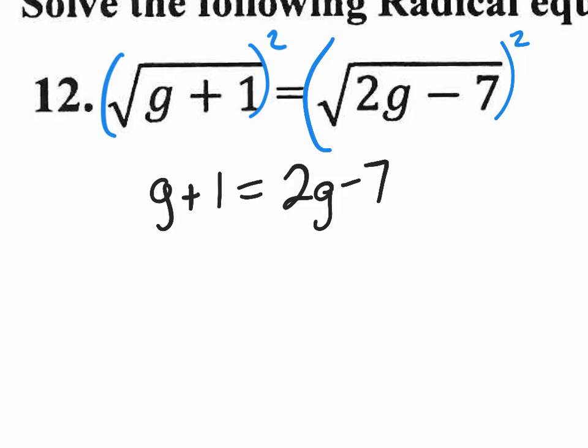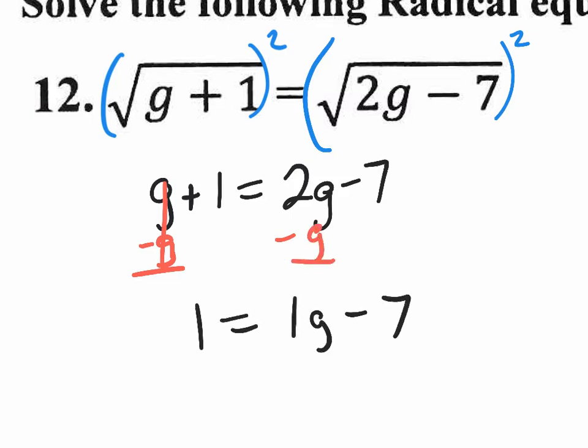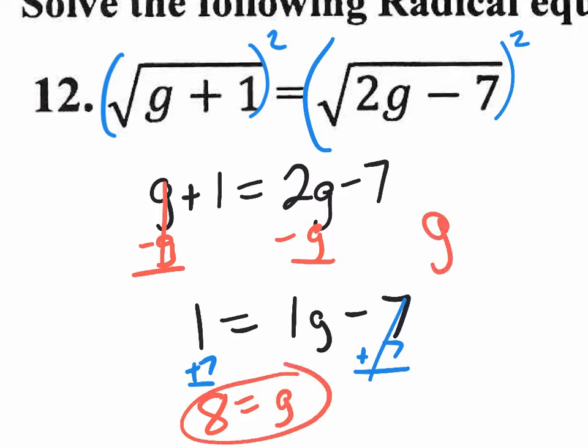Then it's just an algebra 1 question where you solve by getting g's to one side. And you're going to have 1 equals 1g minus 7. Get rid of that minus 7 by going plus 7, plus 7. You can get your final answer, 8 equals g, or g equals 8. Ta-da. Now, we have an answer.